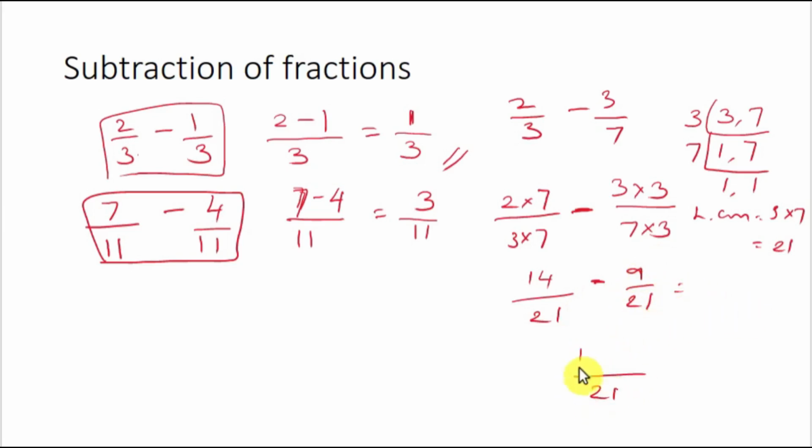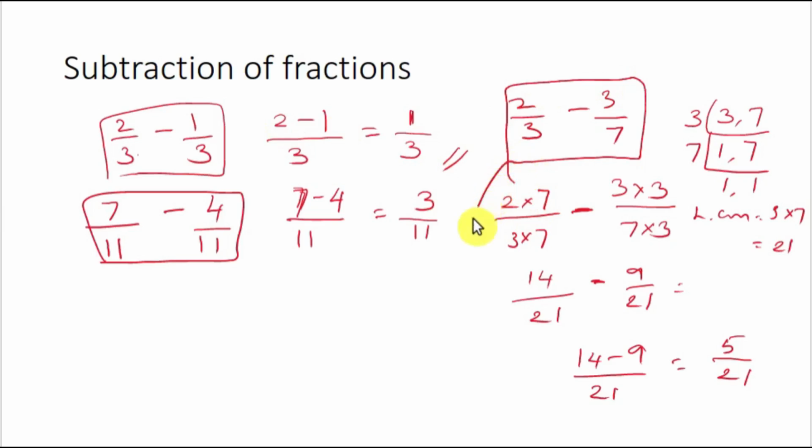21 I am keeping as such. 14 minus 9. In subtraction, we have to subtract from the bigger number. 14 minus 9. So 5, the bigger number sign is plus. So no need of writing here plus. 5 by 21. So subtracting the fractions, when we are subtracting the two like fractions, just we have to write the denominator and we have to subtract the two numerators. When we are subtracting the unlike fraction, we have to convert into like fraction.